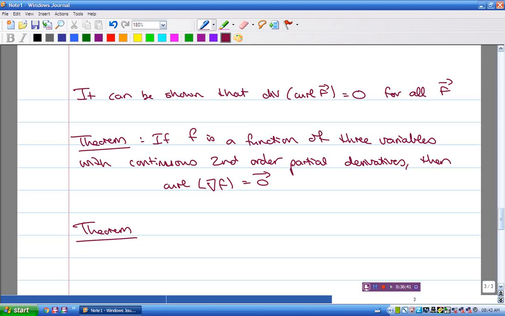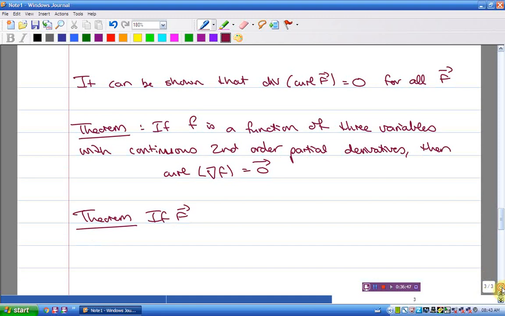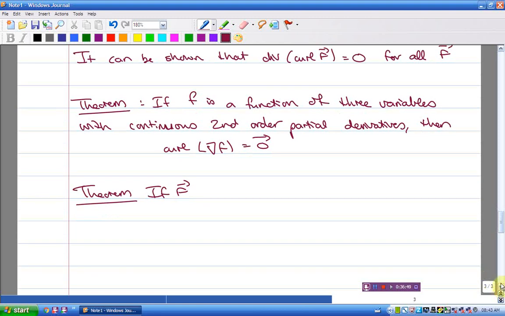So, could we replace that statement with conservative vector fields have curl of 0? Well, that would be the equivalent statement, wouldn't it? I mean, is that true? It probably is true, yes. Probably is true, yeah.